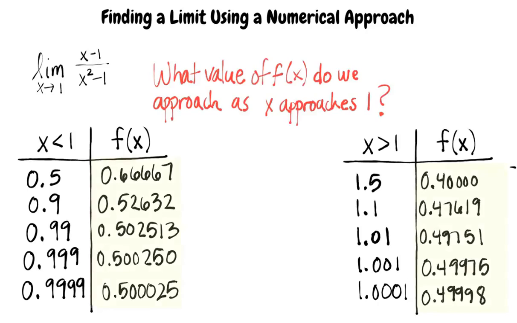Here are the values we calculated for f of x at each x value. Comparing the two tables, what value for f of x do we approach as x approaches 1? When we approach 1 from the left, we seem to get closer and closer to 0.5. When we approach 1 from the right, we also seem to get closer and closer to 0.5. Exactly. Therefore, the limit of f of x as x approaches 1 is 0.5.